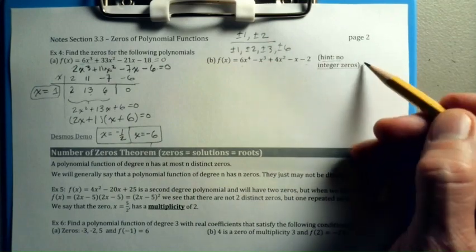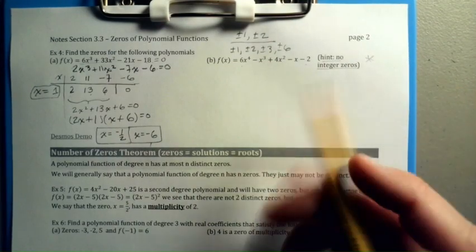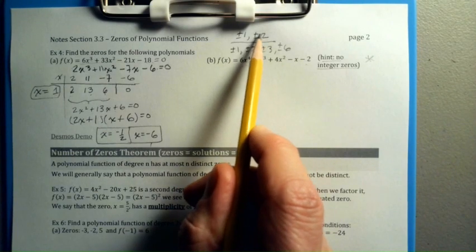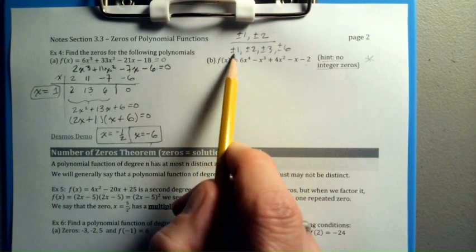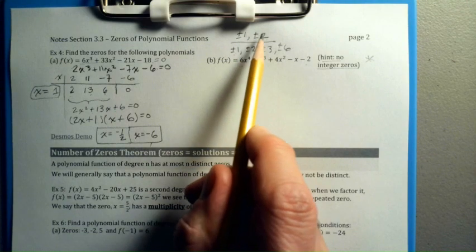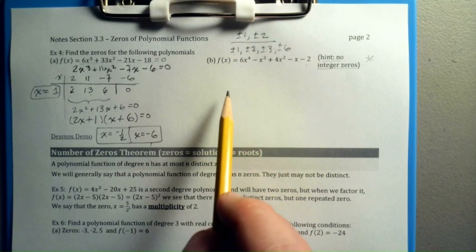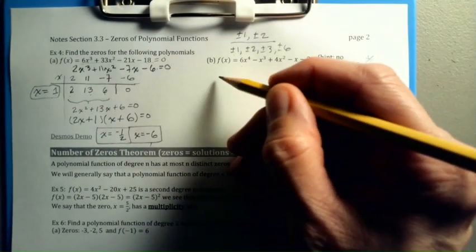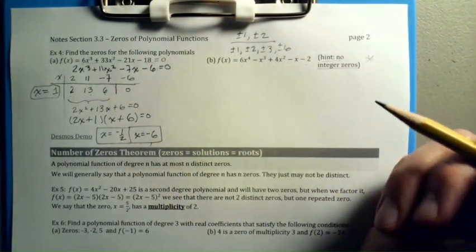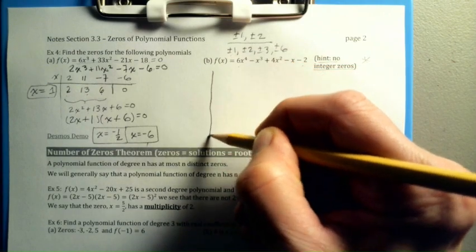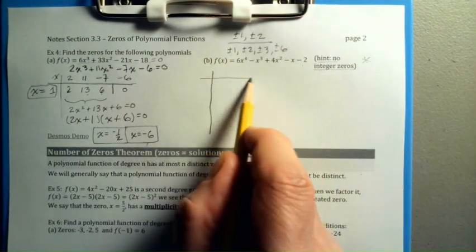Okay, but as a hint, I'm telling you that there are no integers, so don't try 1 over 1 or 2 over 1. 2 over 2 won't work. Those would all be integers. So you've got to try some fractions in this case. Okay, so let's try some. So I'm going to set this up.